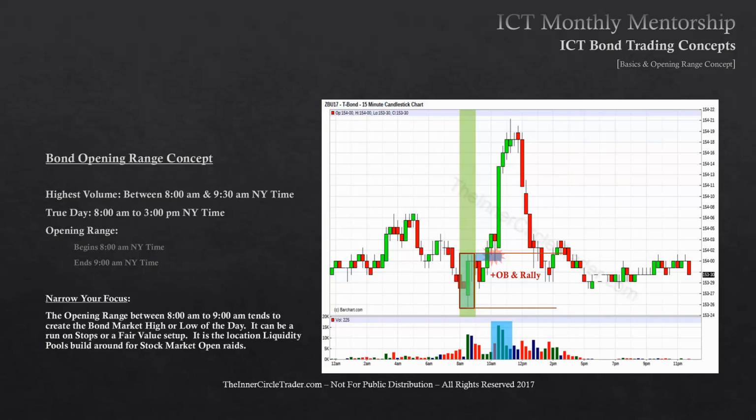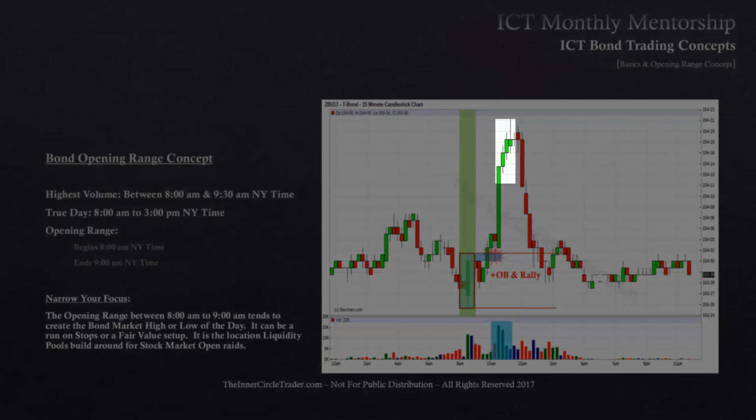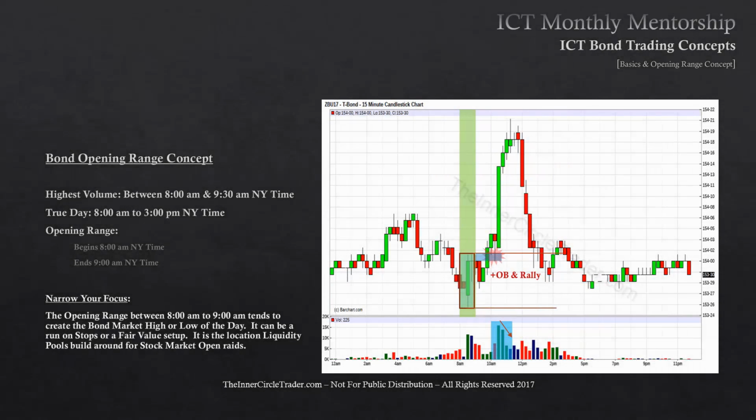And notice as the price makes the higher high going into the 11 o'clock hour, volume was declining as price made a new high at 154.21. Price makes a subsequent decline back down into the opening range and then goes into consolidation.